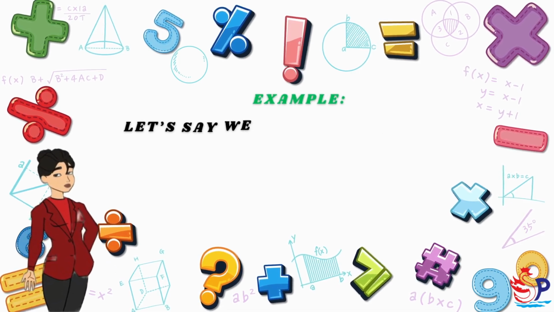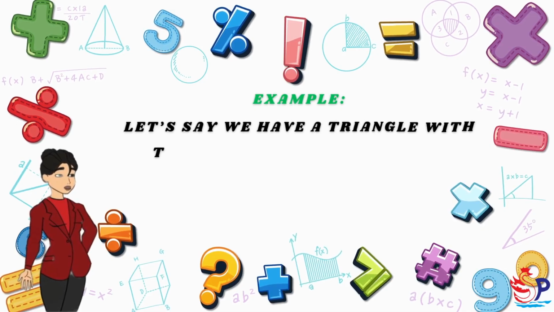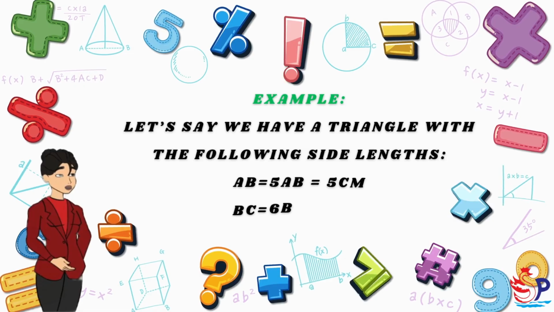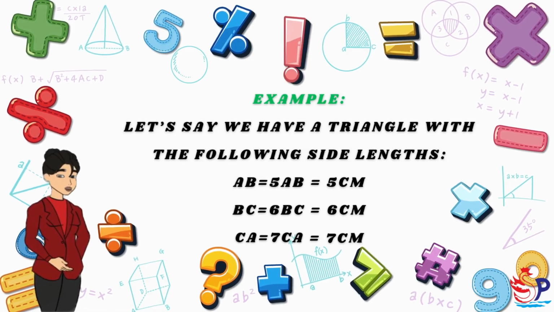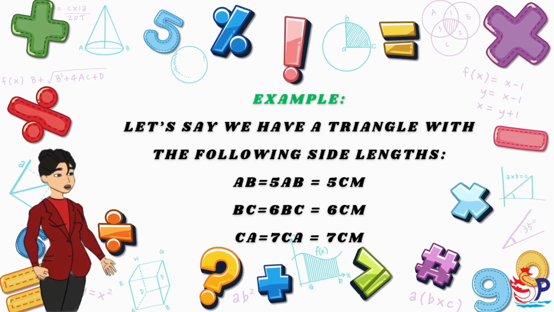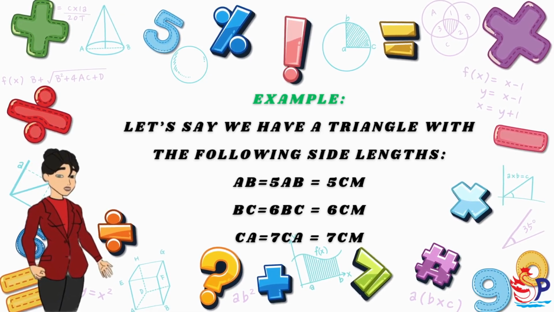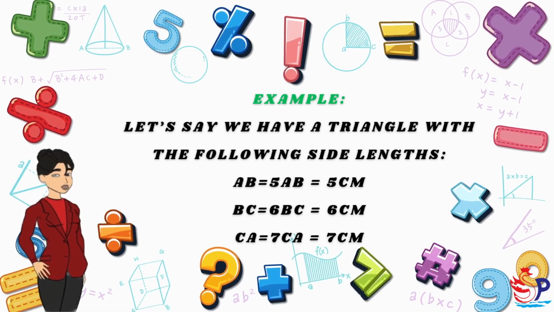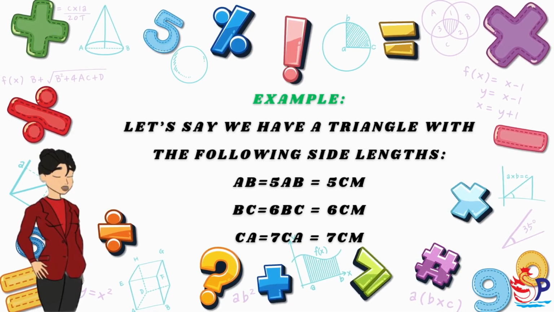Example. Let's say we have a triangle with the following side lengths. AB is equal to 5 cm. BC is equal to 6 cm. CA is equal to 7 cm.